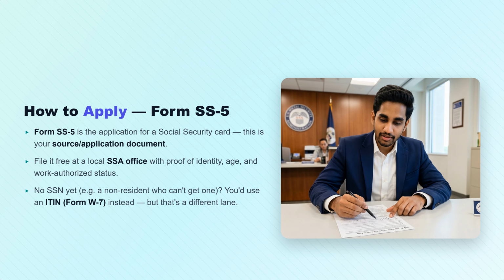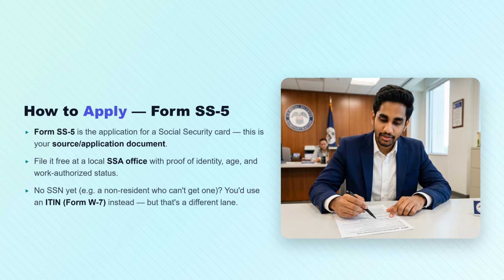So how do you actually get an SSN? You apply using Form SS-5. That's the application for a Social Security card, your source document. You file it for free at a local SSA office, and you bring proof of identity, age, and that you're authorized to work. Quick note for preparers.